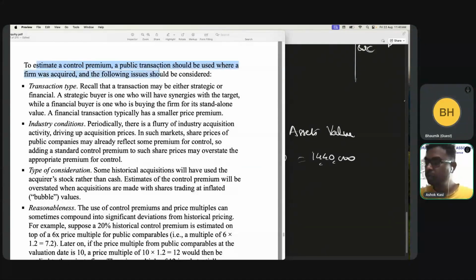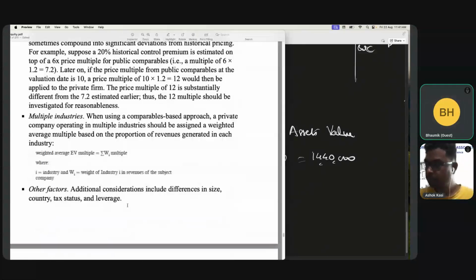To estimate the control premium, a public transaction in which your firm was acquired should be used, and the following issues should be addressed: transaction type, industry conditions, types of consideration, whether there is an inflated bubble, and reasonableness. It becomes a little subjective then. Multiple industries: what is the multiple going on in the industry? When using a comparable-based approach, a private company operating in multiple industries should be assigned a weighted average multiple based on the proportion of revenues generated in each industry.